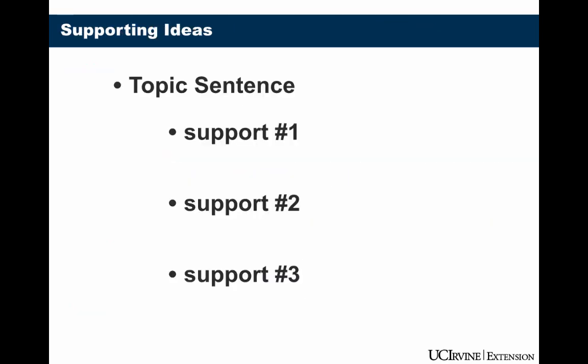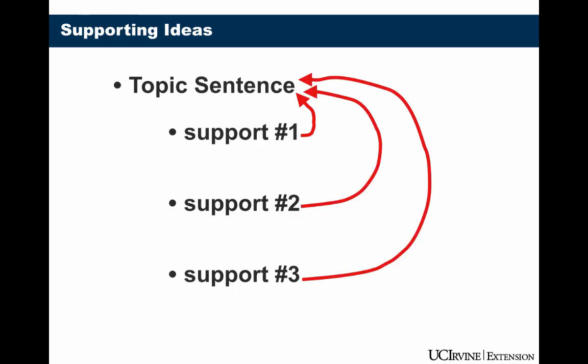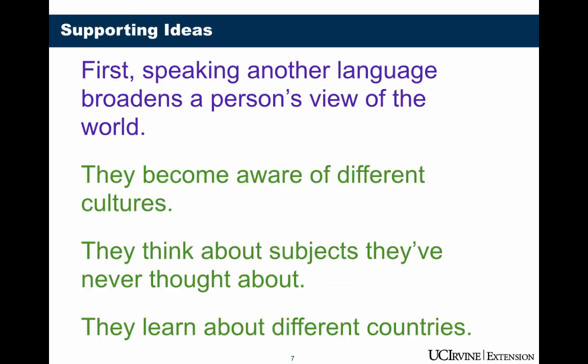Now, in each of those body paragraphs, we have to have support. Each one has to relate back to the topic sentence. Everything in the body paragraphs has to relate to that topic sentence. Let's look at an example. Here's our first topic sentence again. And here are 3 ideas that the writer has that will support that topic sentence. The thing that we're trying to support is that speaking another language broadens a person's view of the world. They become aware of different cultures, they think about subjects they've never thought about, they learn about different countries.